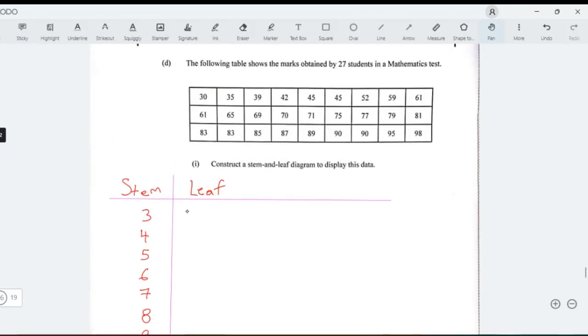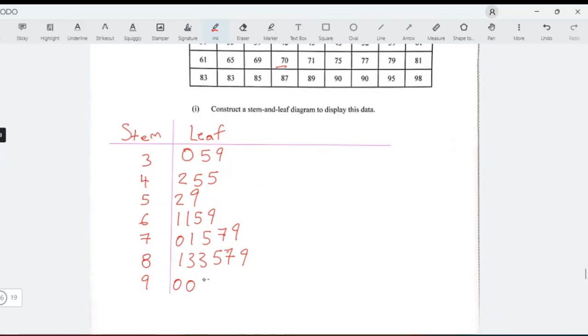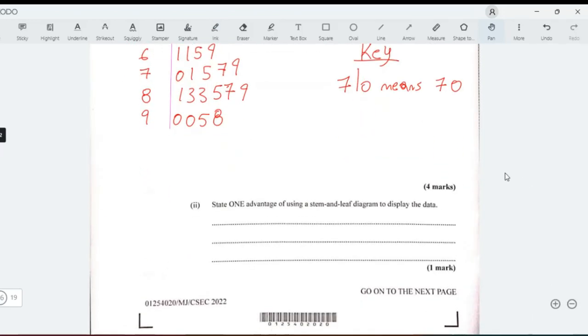In that case, for the stem 3: 30, 35, 39. Then 42, 45, 45, 52, 59, 61, 61, 65, 69. Now we reach 70: that's 70, 71, 75, 77, 79. Now we reach 80: we have 81, 83, 83, 85, 87, 89. Now we have 90, 90, 95, 98. Now give them your key. You have to tell them that 7|0 means 70. That's our key.